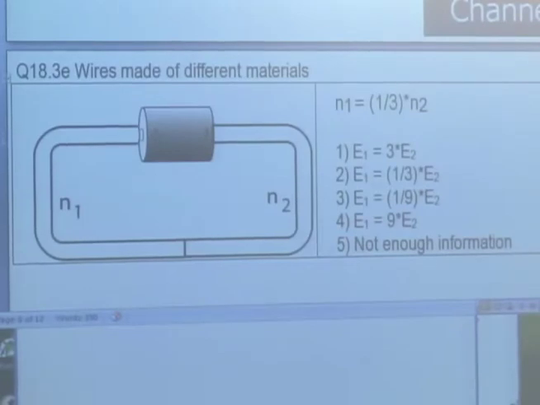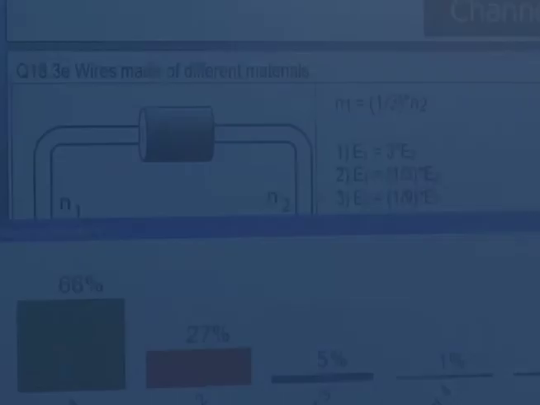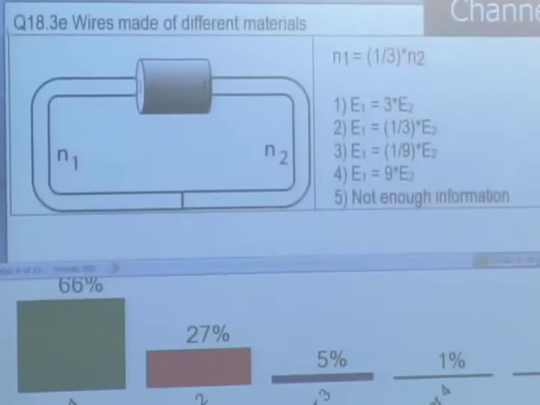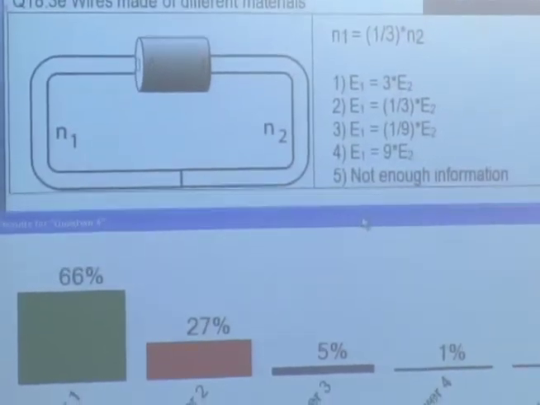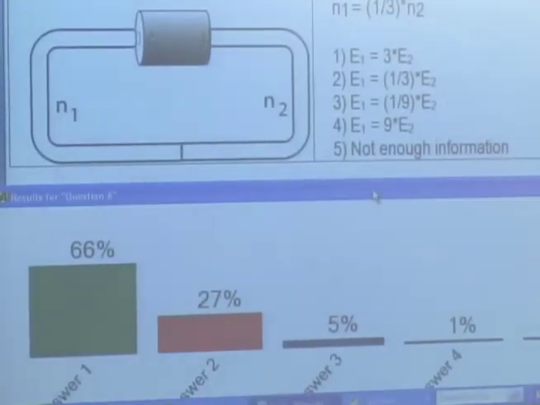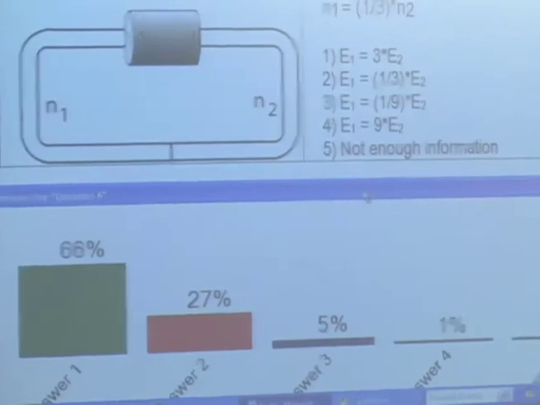Okay. So again, start with the node rule. Plug in the relationship between the current and the velocity, or in this case, current and the electric field. Cancel out what you know. See what you get. All right, so most of us are saying that electric field E1 is 3 times that of E2. A couple people have the fraction reversed. Let's go through it one more time.